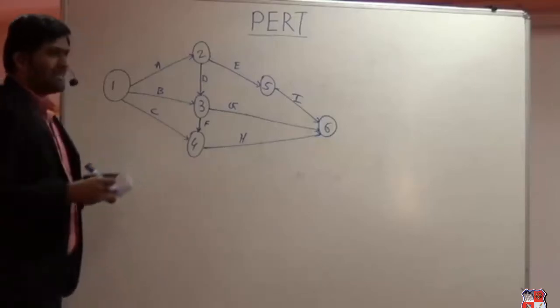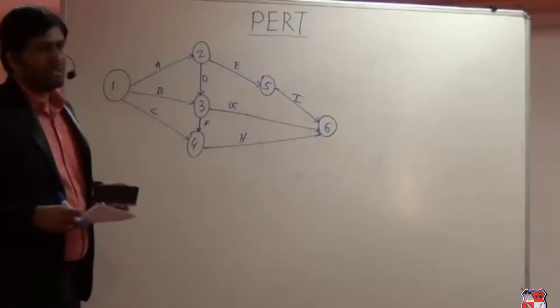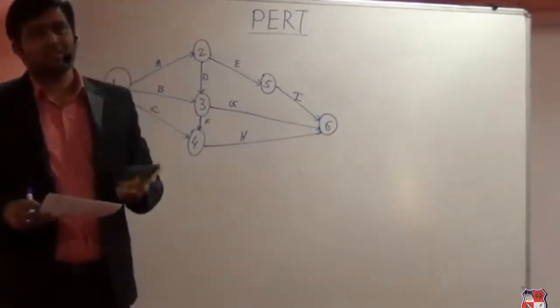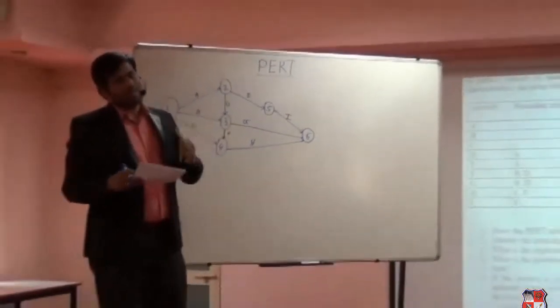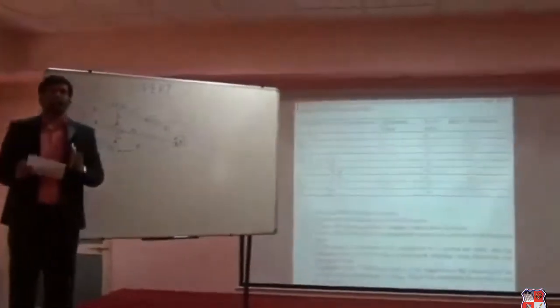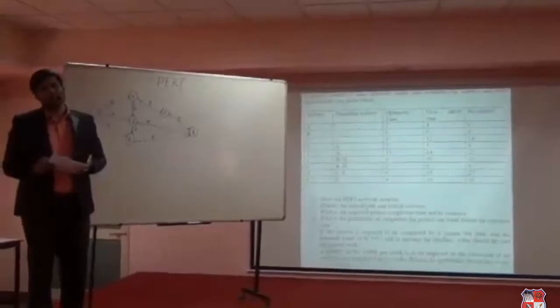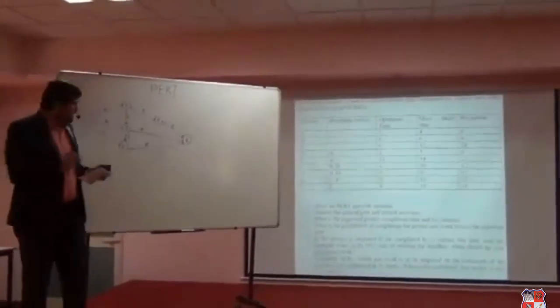Now after this we need to mention the time duration for each activity, but this question is having 3 time durations: optimistic, pessimistic and most likely. Now we can do the exercise on any one particular time, and for that reason they will come up with a new time duration, that is known as the estimated time for each activity.